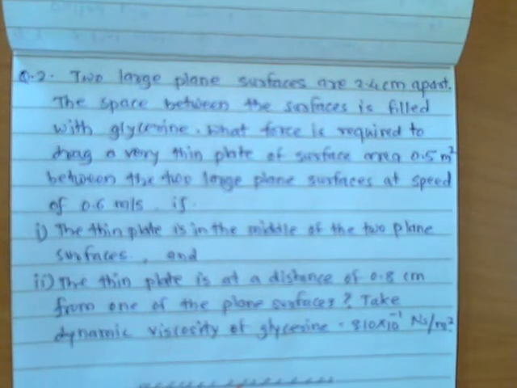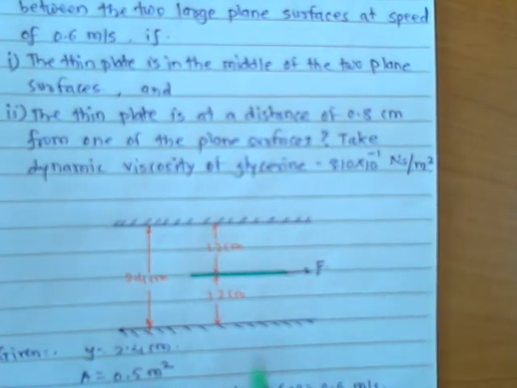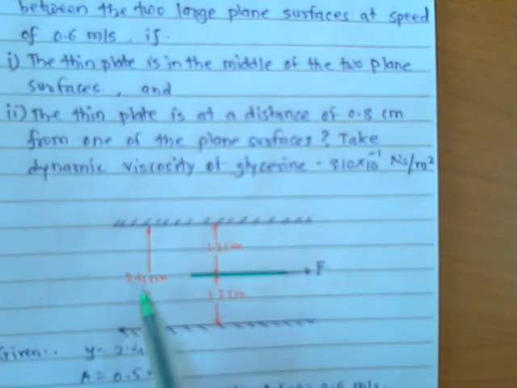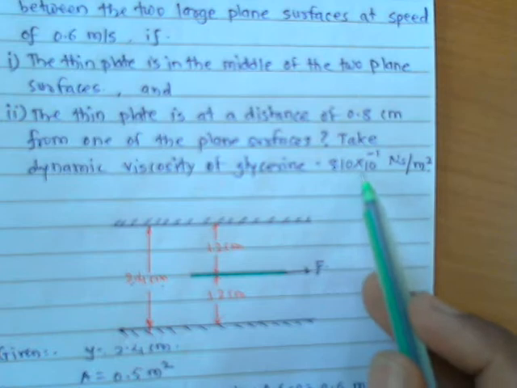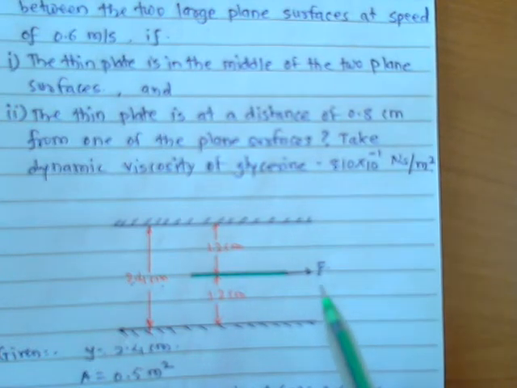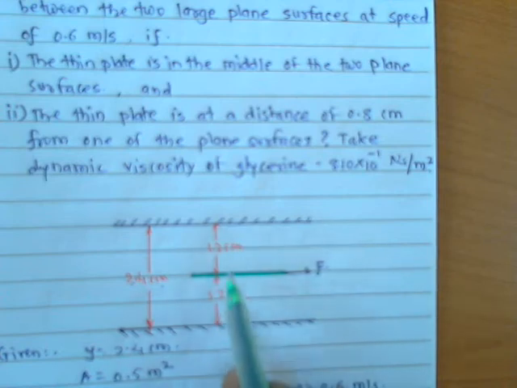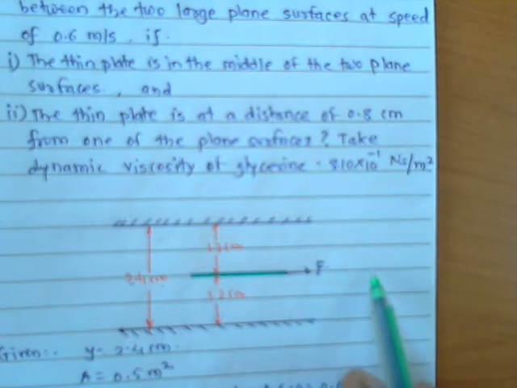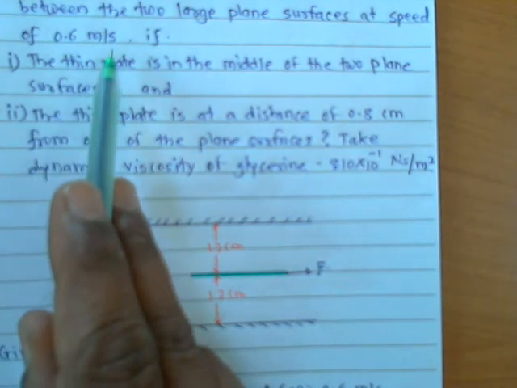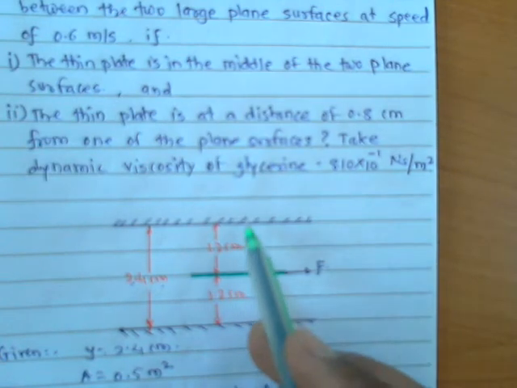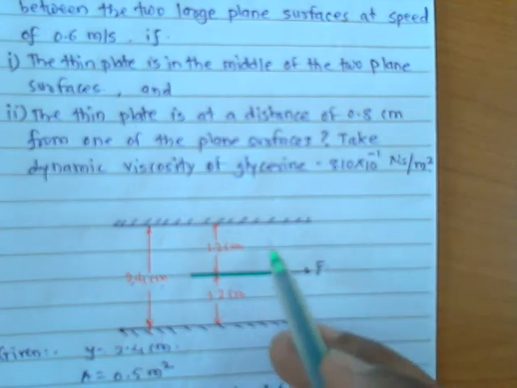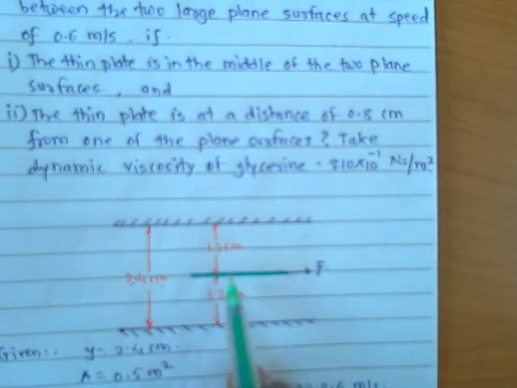Okay, we have drawn the figure here. We have two plane surfaces 2.4 centimeter apart, and the gap is filled with glycerin which has viscosity 8.10 into 10 to the minus 1 newton second per meter square. At the middle of this gap we have provided one plate, and this plate is moving with a velocity of 0.6 meter per second. The plate is placed at the middle of the two planes, that means 1.2 centimeter from each of the planes.